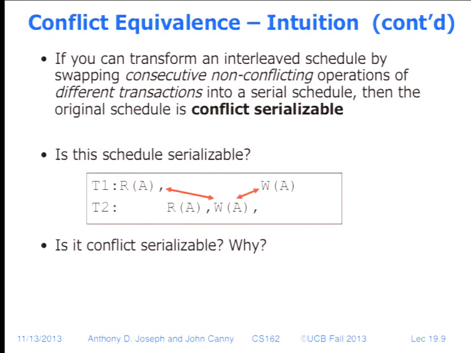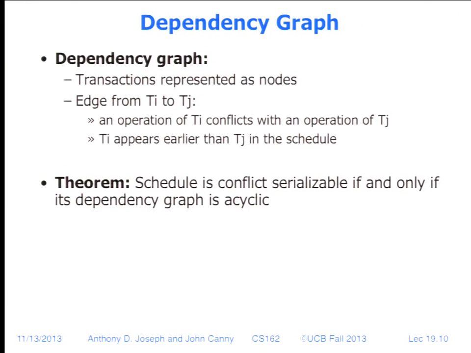All right, but anyway, now we have this lower level test that we can apply. It's simple and mechanistic. On the other hand, if you have a more complex set of transactions, it can be pretty tedious to figure out all of these conflicts and then figure out if we can actually shuffle things.